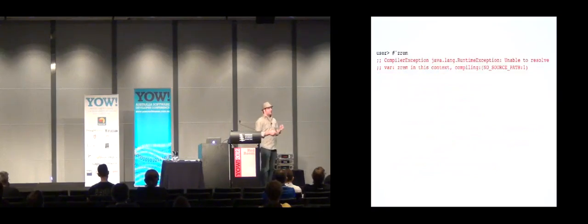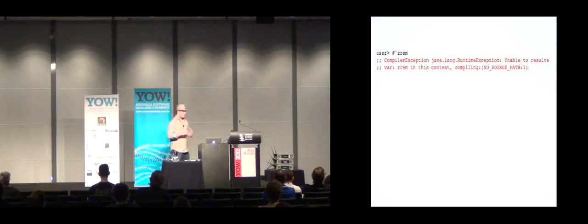Let's try it. To show you that I have nothing up my sleeve, I have a blank REPL. I have the function zrem, or the symbol zrem. I'm going to ask for it, right? This little thing, the sharp quote, says get me the var. Just find me the var and give me the value. And it's going to say I don't have that.